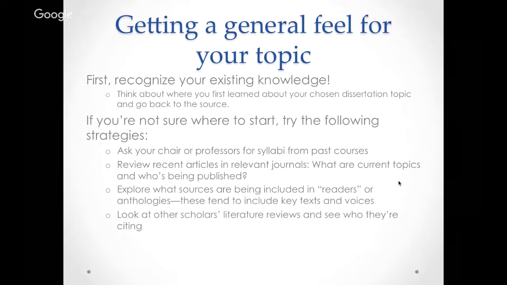Now, another approach is to look at other scholars' literature reviews and see who they're citing. It's important to remember that in scholarship, you're not doing anything completely unique. You are always going to be building upon the dialogues of other researchers. So look at the work that's come before you, even perhaps people from your program who graduated a couple years ago. Anyone who had a similar topic as you, you can look at their dissertation and read their literature review.